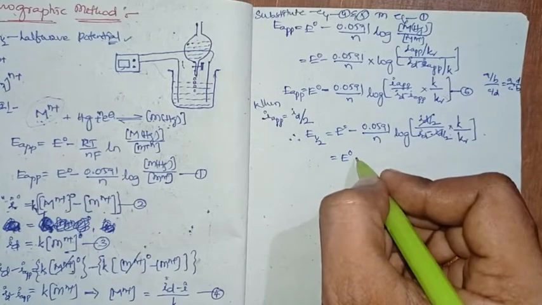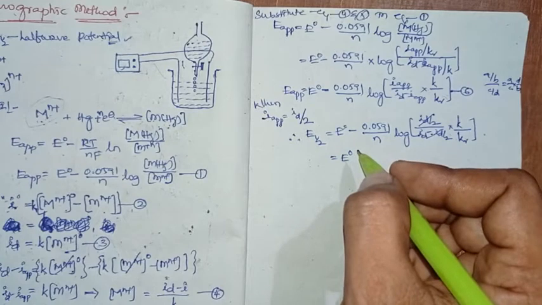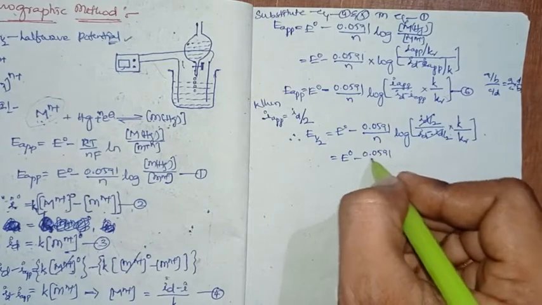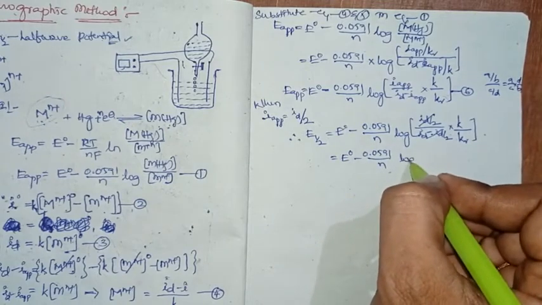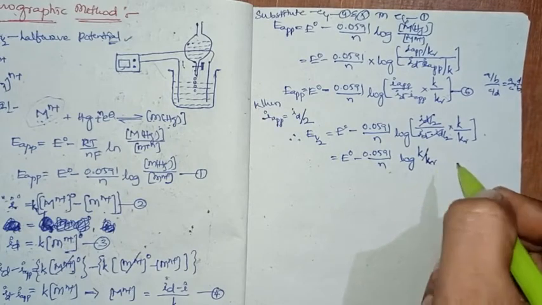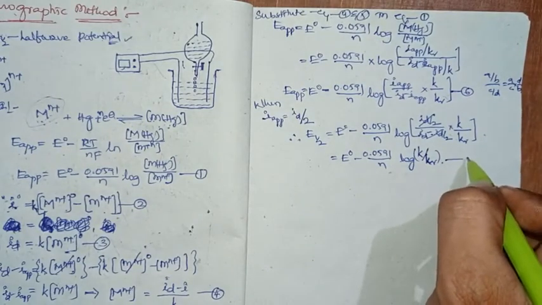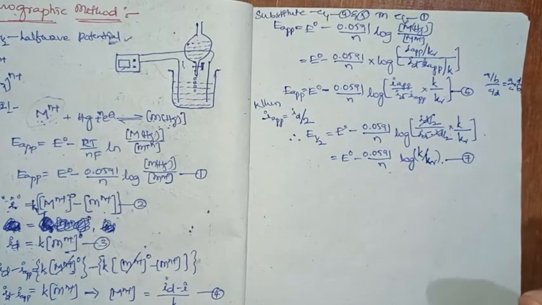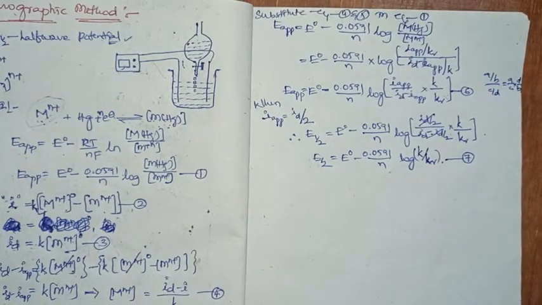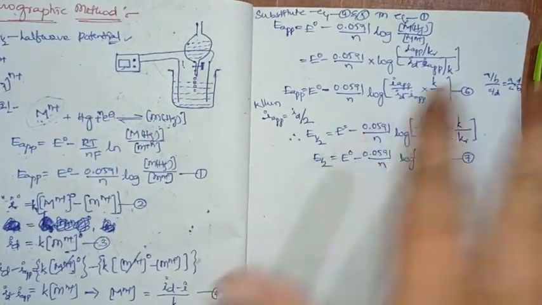This results in E half is equal to E naught minus 0.0591 by n into log k by kr. So this is now equation number 7, this is the halfway potential. So till here, the first step is complete.